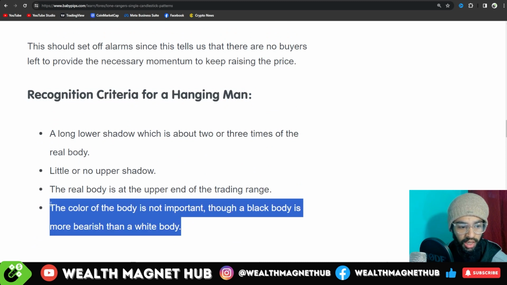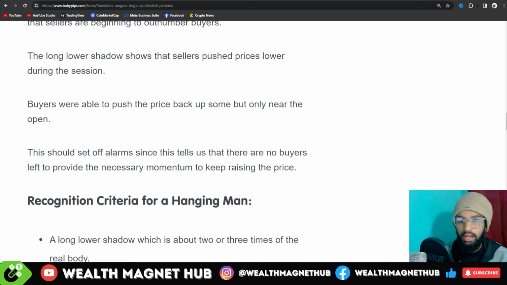We can see the last part is the most important. The color of the body is not important, though a black body is more bearish than a white body. So if we see a red candle, that means the price will go even lower than if we were to see a green candle. So that's what basically differentiates the hanging man and the hammer.